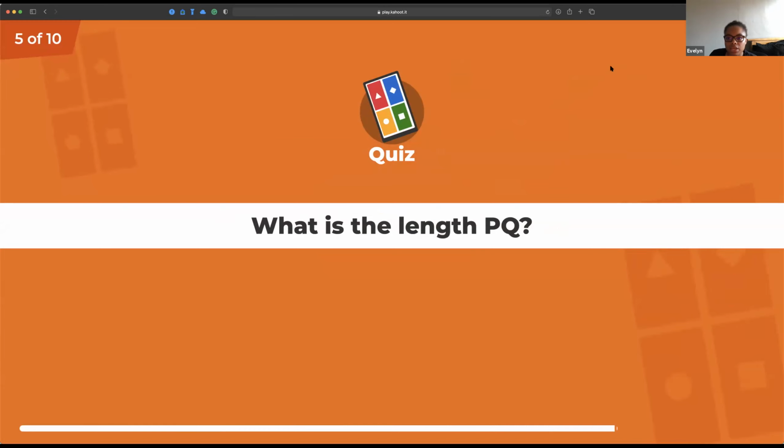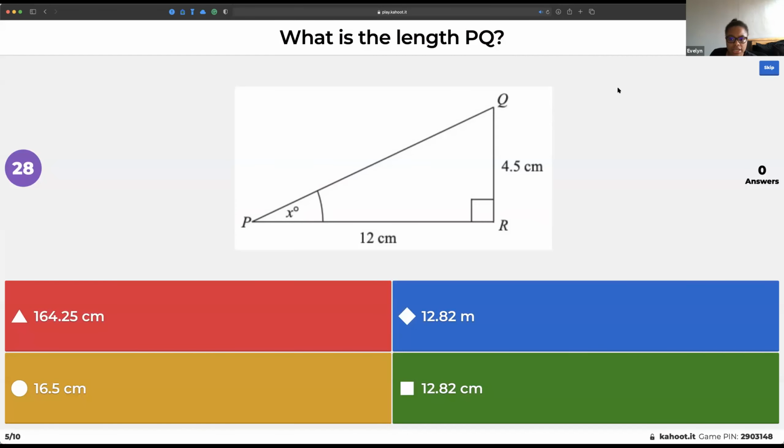Right. What is the length PQ? Calculation question. So here's the triangle. This one's a bit quick. It's a formula that we haven't used today.